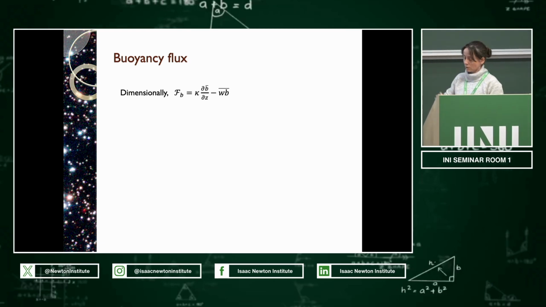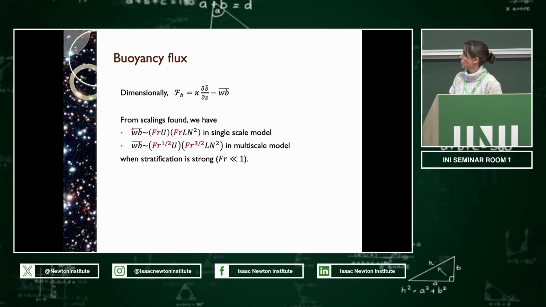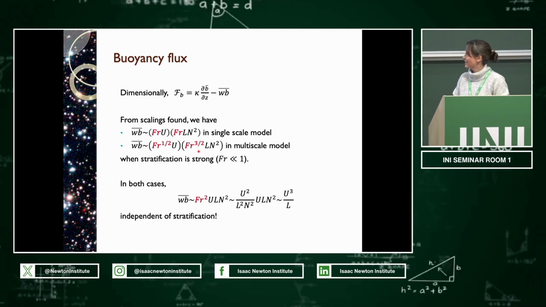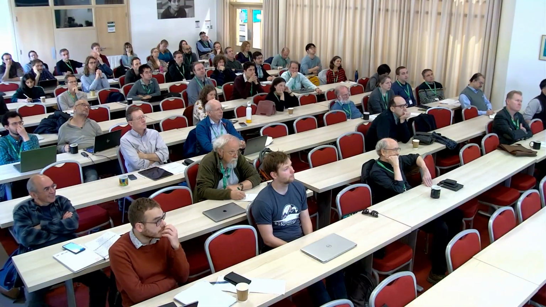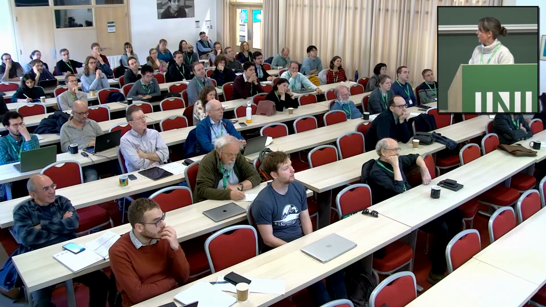The buoyancy flux is just the diffusive flux minus the turbulent flux. And from the scaling laws we found, this turbulent flux is: W goes like Froude times U, B goes like Froude U l N squared in the single-scale model. And then in the multi-scale model, W goes like Froude to the half, and B goes like Froude to the 3/2. Which is the same. Well, that is something that was unexpected, but it turns out to be very convenient because I only have to deal with this. So in both cases, the turbulent flux scales like Froude squared times U l N squared.